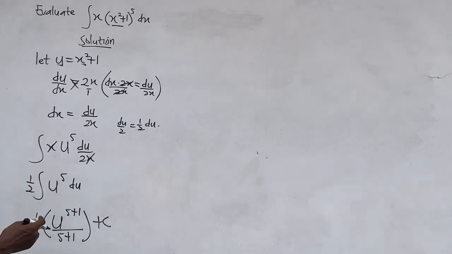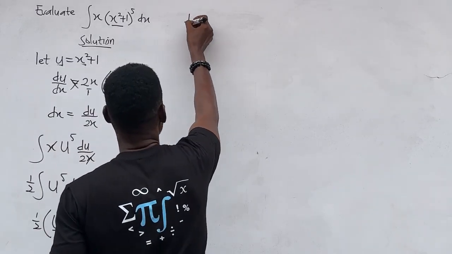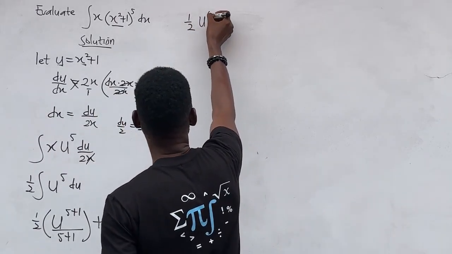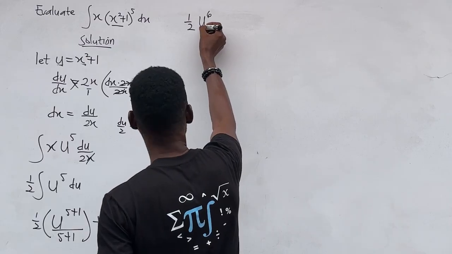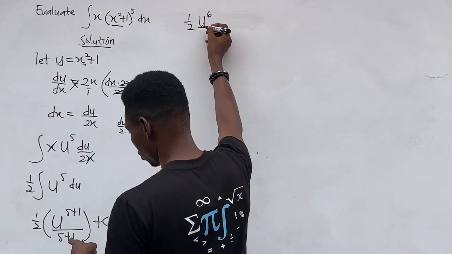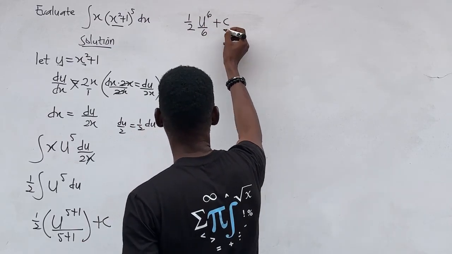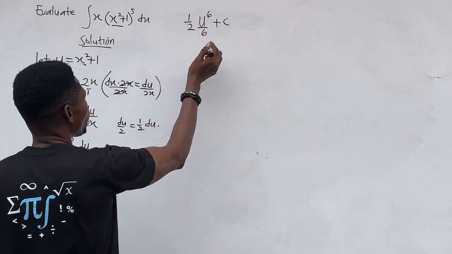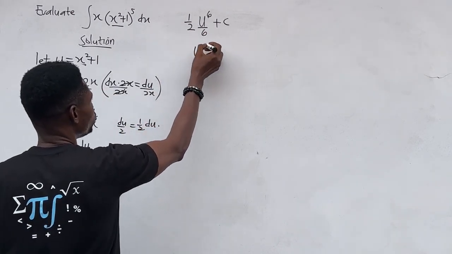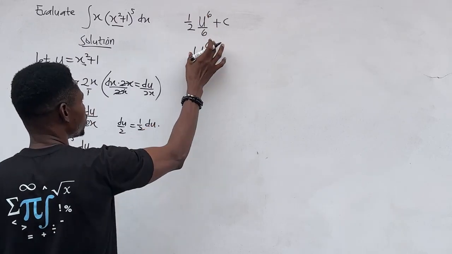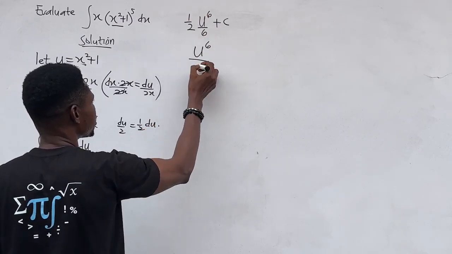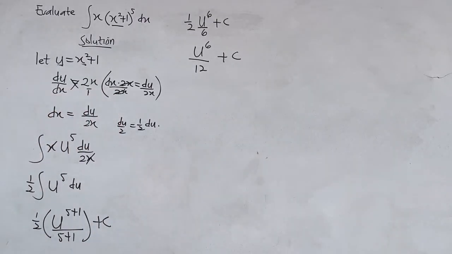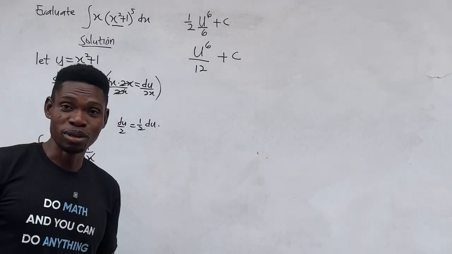Okay, so let's bring it up. So what we'll have now is half times u to the 6 all over 6 plus c. If we multiply these two, we're going to have u to the 6, that's u to the 6 times 1 is u to the 6, divided by 2 multiplied by 6 is 12, plus c. Okay, I hope it's making sense.